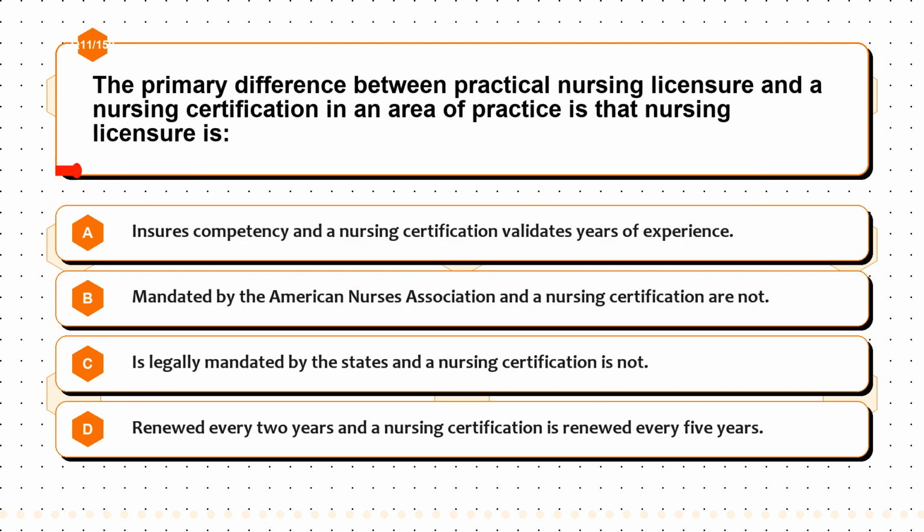Question 11. The primary difference between practical nursing licensure and a nursing certification in an area of practice is that nursing licensure is. Here are the options. Option A ensures competency, and a nursing certification validates years of experience. Option B mandated by the American Nurses Association, and a nursing certification are not. Option C is legally mandated by the states, and a nursing certification is not. Option D renewed every 2 years, and a nursing certification is renewed every 5 years.